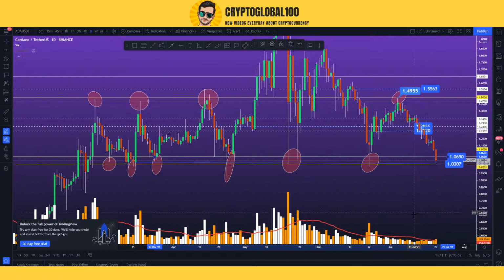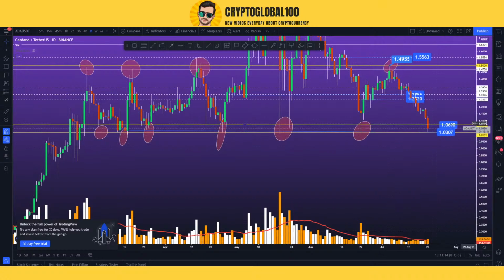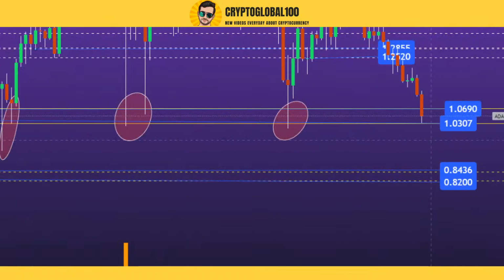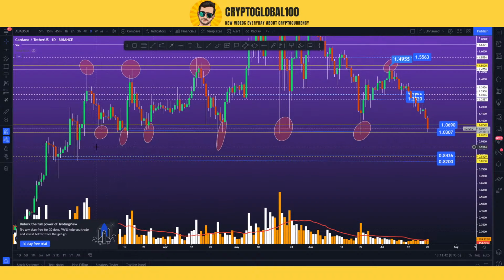But I wonder, if we break this support level, then the next level we would be testing would be this one here. This is what I think. We might see a movement down to this level of 0.84, approximately 82 to 84. Just keep it in your mind, and let me show you another level as well. We might see some movement down to this area as well.